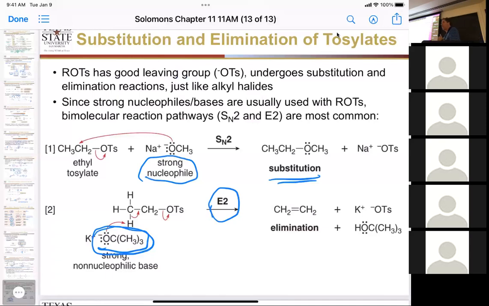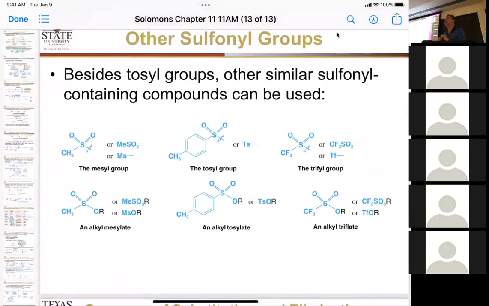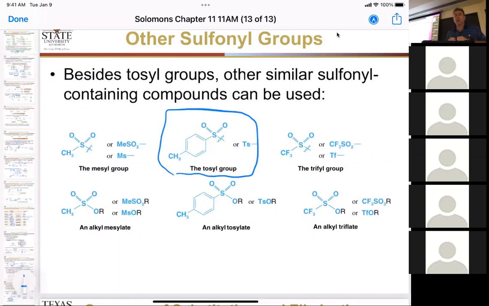Okay, questions on that? All right, so how else can we play with other ways of making these alcohols a good leaving group? Well, that paratoluene sulfonic acid is one way to do it, but that's not the only one, and that's the one here in the middle. Right here, we can actually use one with just a methyl group on the sulfonic acid. So that'd be methyl sulfonic acid, and we call that the mesyl group.